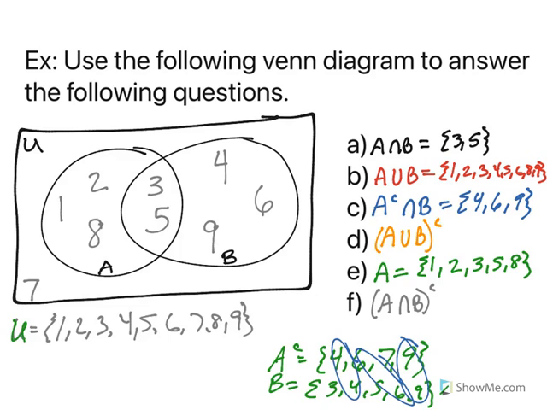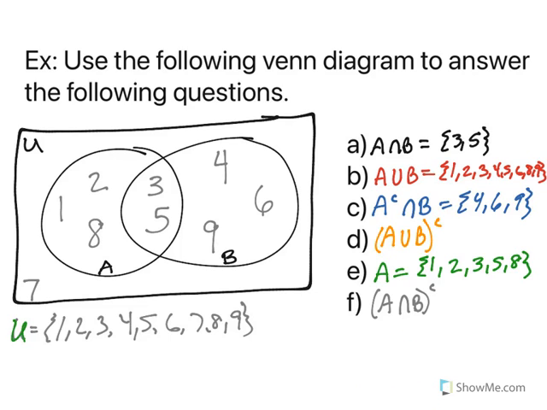Now let's look at letter D. Letter D is A or B complement. We've already found A or B. That was part B. If I want to find the complement of that, it's everything else. So A or B was 1, 2, 3, 4, 5, 6, 8, 9. Everything else would just be 7. Ta-da!